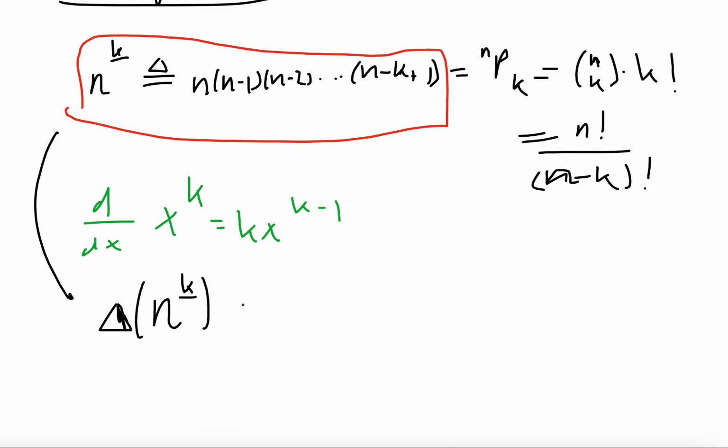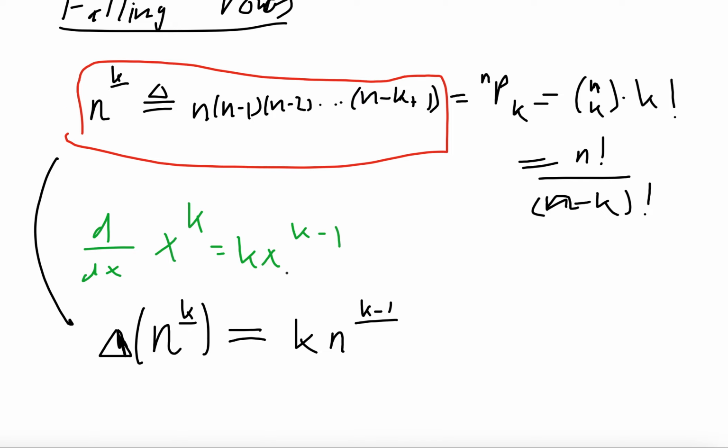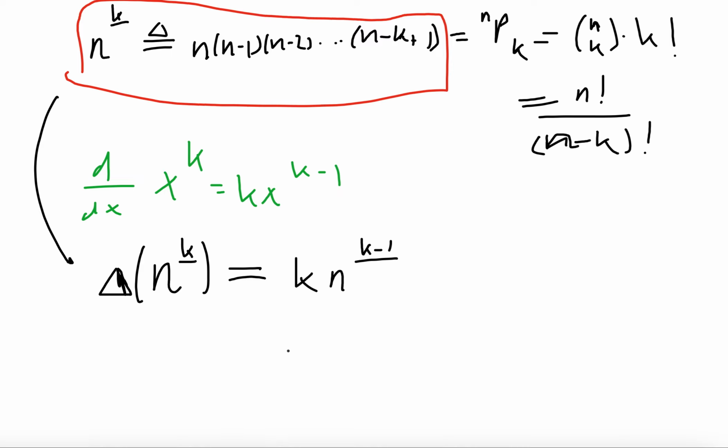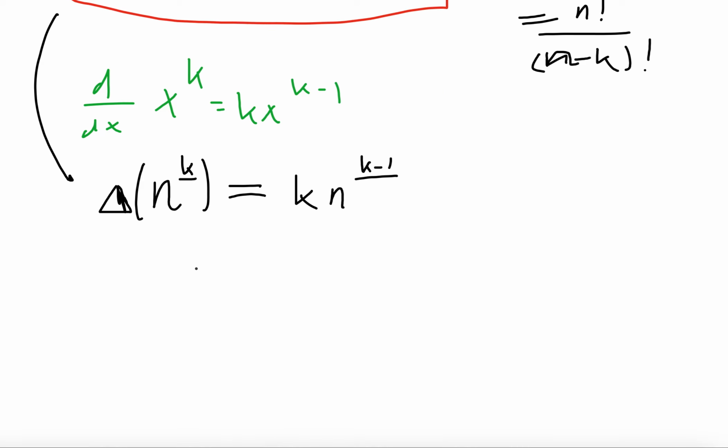So delta of n to the k falling is equal to k times n to the k minus 1 falling. Using what I've just introduced in this video so far, you should be able to prove this, and I encourage you to pause the video and do it yourself. Now let's get to the actual problem.